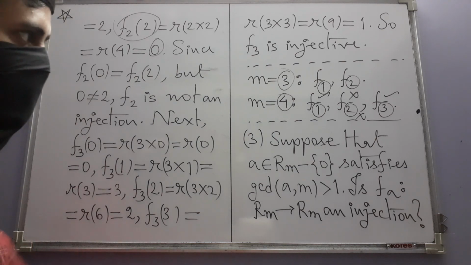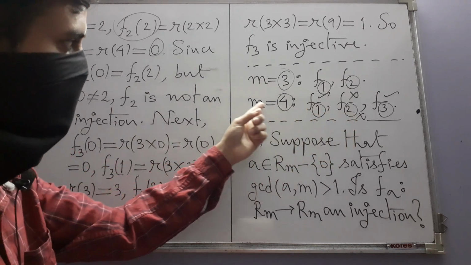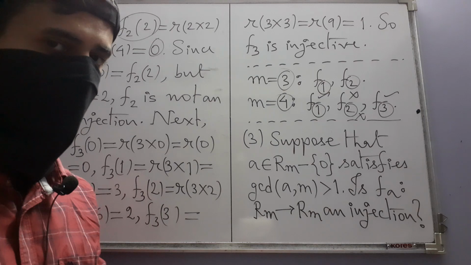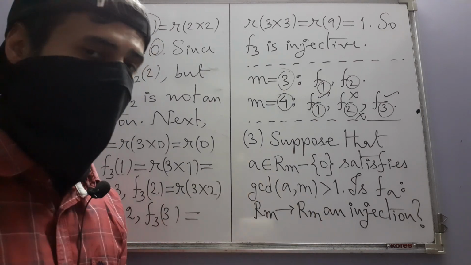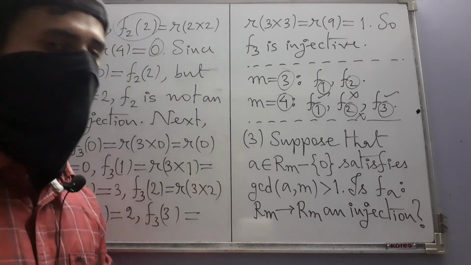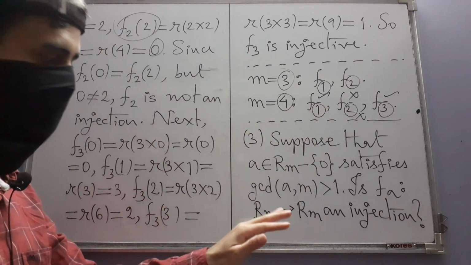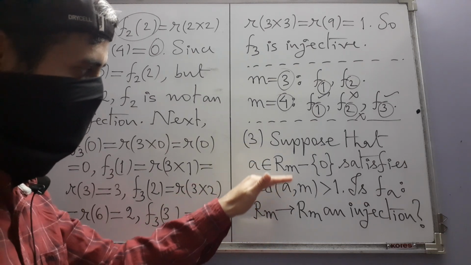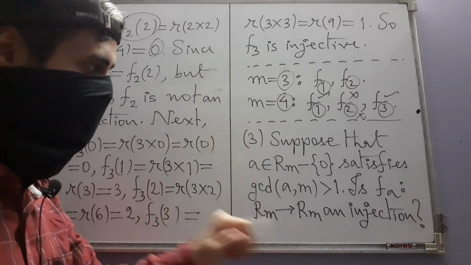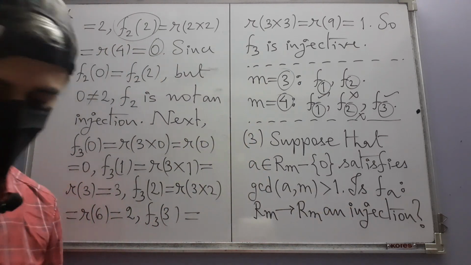No. You can see this case. Here, this is our A, right? And this is M. And what is the GCD of 4 and 2? 2. 2 is greater than 1. And this is not an injection. But is this true in general? I mean, this is only a special case. Is this true in general? Is it always the case that if such is the case, that if this is our beginning point, then Fa is not an injection? Yes, it's true.